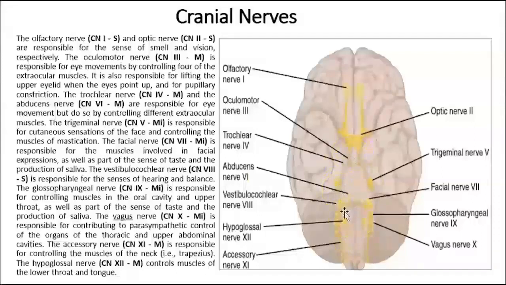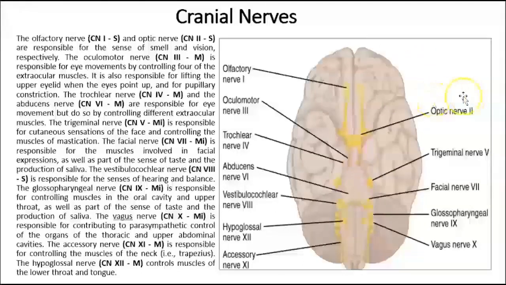We have a total of 12 cranial nerves. So the very first one is the olfactory nerve. Olfactory nerve, obviously the function is smell, and it's sensory, because the only thing that you're going to do with the olfactory nerve is just smell. You don't move your nose with that. We use a different cranial nerve in order to do that.